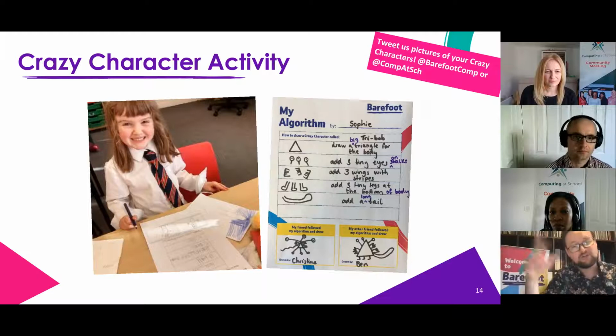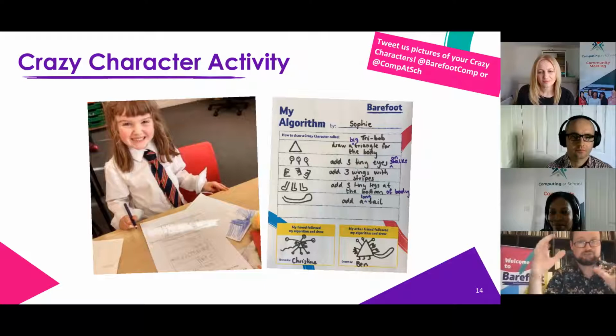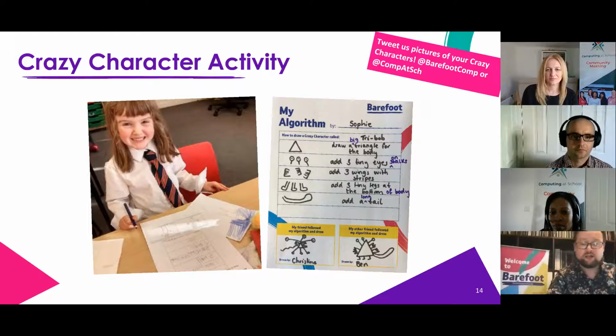They cover it with a post-it note each time, and then they do a big reveal, and they're hoping that if their crazy character algorithm was precise enough, all of the drawings should be the same. So that's a first quick taster of one of the Barefoot resources.